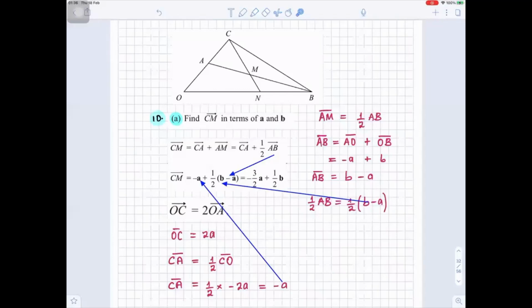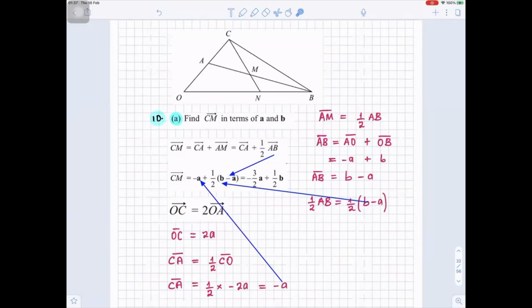So this is the diagram of what it looks like, and we want to find CM. CM is the same as CA plus AM. So CM is the same as CA plus AM. But AM is the same as half AB, half of AB. So now we know what CA is.